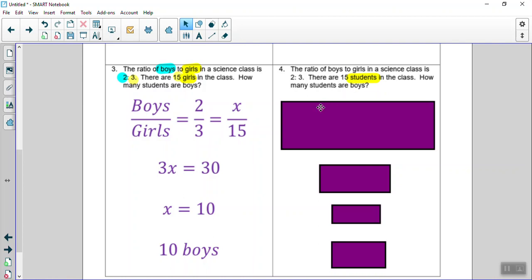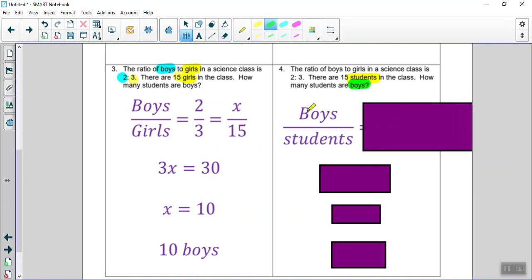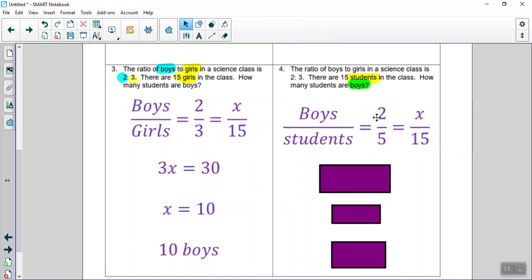So instead, what we're going to have to do is set up the ratio boys to students. Because they told us that we want to know how many boys there are, so that has to be in our word ratio because that's what we're solving for. But the other thing we have is 15 students. So let's see how we set this up. So I have 2 to 5 is equal to x over 15.